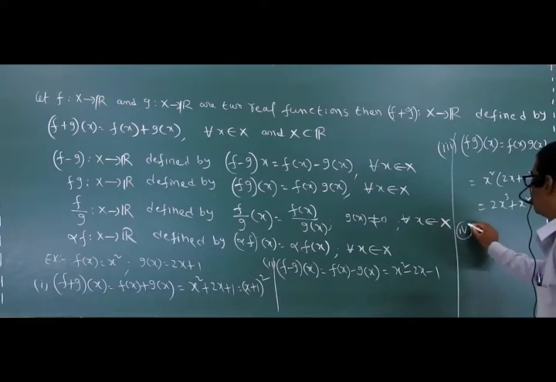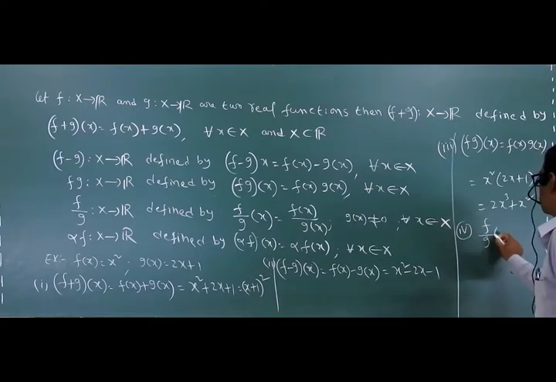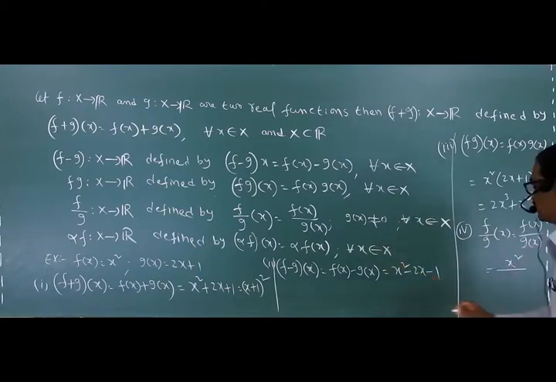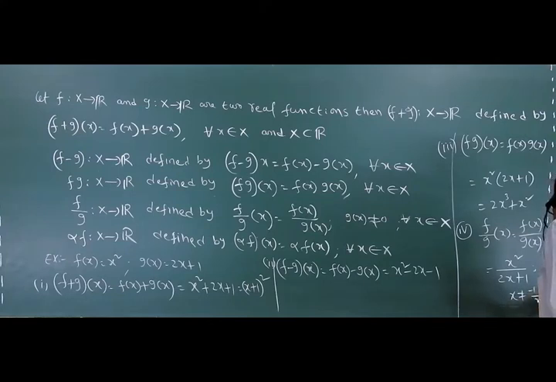That is the fourth one. f by g of x is equal to f of x divided by g of x, where g of x is not equal to 0. f of x is x square and g of x is 2x plus 1. Right? And here x is not equal to minus 1 by 2. If you take x equal to minus 1 by 2, it is not defined, because 2x plus 1 becomes minus 1 plus 1, which is 0, and something by 0 is undefined. That's why this function is not defined at x equal to minus 1 by 2.